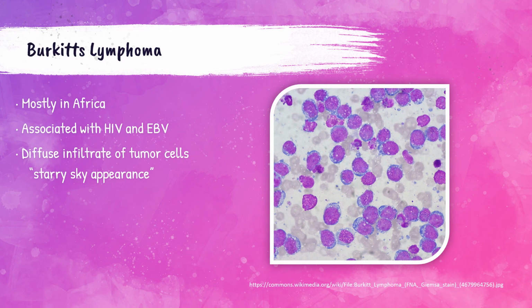One of the types of non-Hodgkin's lymphoma is called Burkitt's lymphoma. And I wanted to highlight this type because of the starry sky appearance of the cell. So look at the right-hand side of this slide here. See how it kind of looks like a starry sky? This is characteristic in a patient that has Burkitt's. This type of lymphoma is mostly in African countries and is associated with HIV and Epstein-Barr infection.